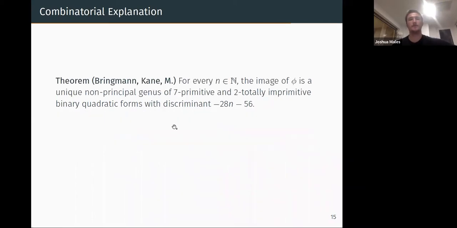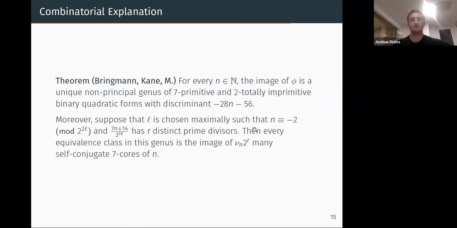So the main point here is that for any n, the image of this map is a unique non-principal genus of certain binary quadratic forms, in this case the 7-primitive, totally imprimitive ones. You can just think about these as quadratic forms with a particular discriminant. Even better, suppose that l is chosen maximally such that this same congruence holds, and that (7n plus 14) over 2 to the 2l has r distinct prime divisors. Then each equivalence class in this genus is the image of a certain number of self-conjugate 7-cores. So this map is really explicit.